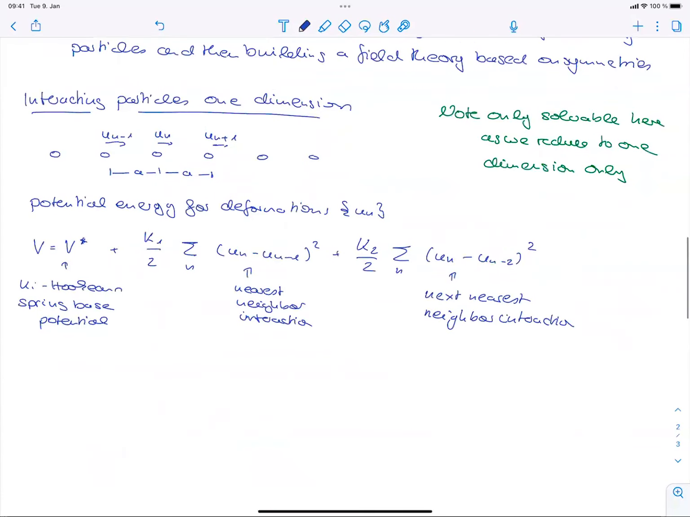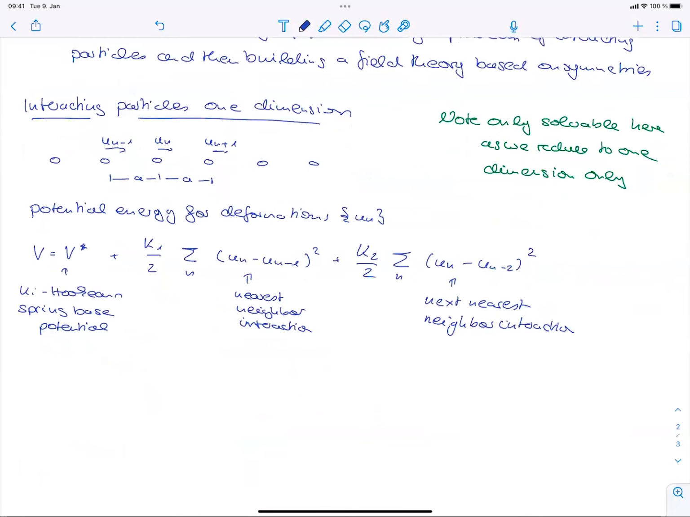Okay. And so now the way to understand which phonons are possible is to solve for the dispersion relation and identify how frequency and wave number relate to each other. So that's how the frequencies relate to the wave number.